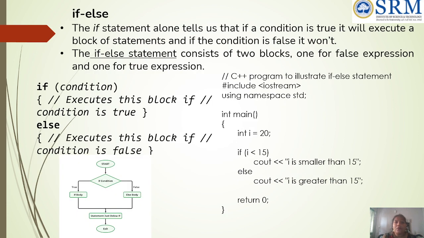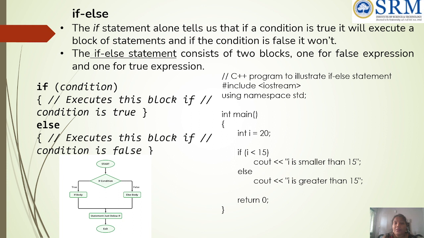If else statement. So if statement just checks only if one condition is true. If else statement consists of two blocks, one for false expression and one for true expression. So you can see that if a condition is true, it executes a certain set of statements, else it executes a certain set of statements. You can see the diagram, it clearly shows a condition. True means it executes some set of statements, false means it executes some set of statements, and then it executes the rest of the statements and comes out.